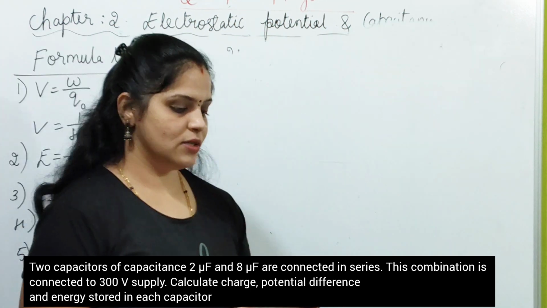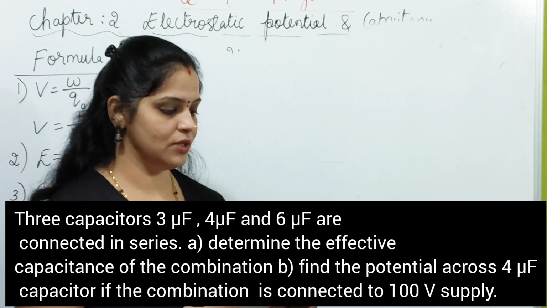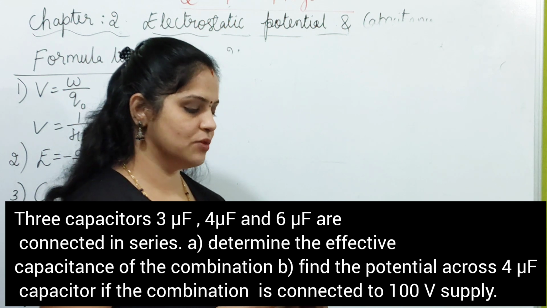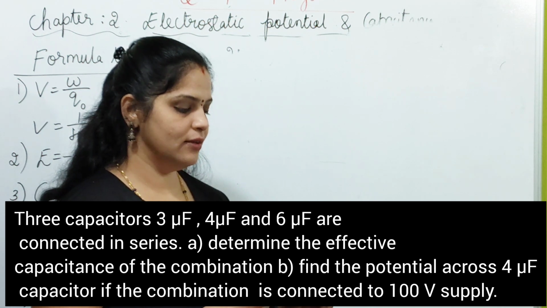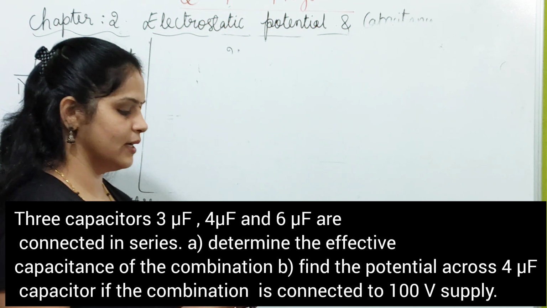Yes, students, solve this question and comment the answer in the comment section. 3 capacitors, 3 microfarad, 4 microfarad and 6 microfarad, are connected in series. Find the effective capacitance of the combination. Find the potential across the 4 microfarad capacitor if the combination is connected to a 100 volt supply.